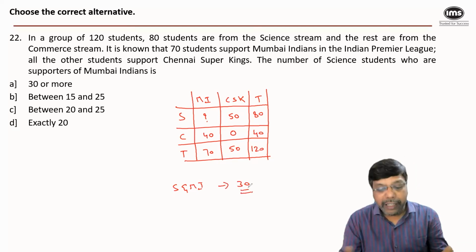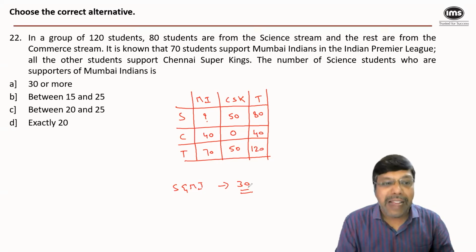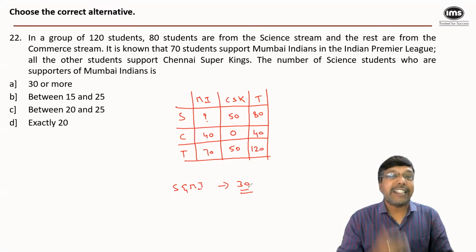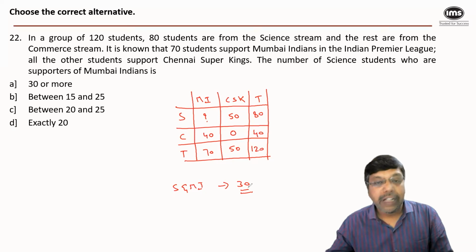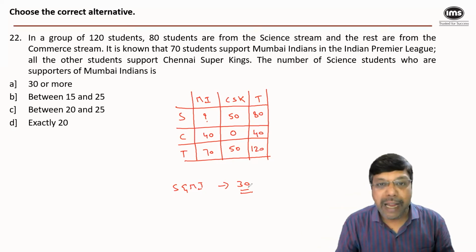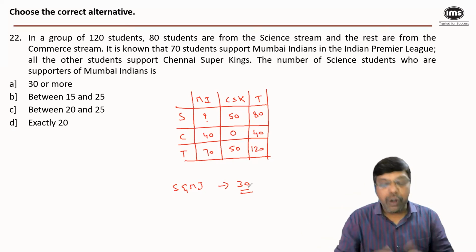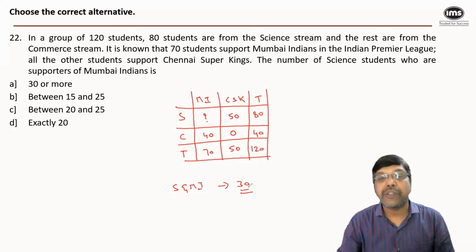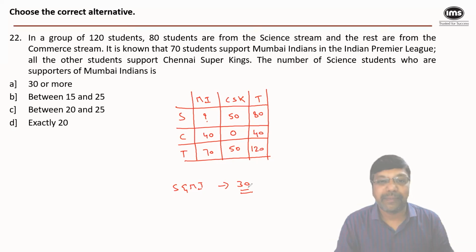Now, a minimum of 30 exactly is the same as option A, which says 30 or more. So I don't even have to calculate the maximum. With the minimum value alone, I am able to determine the right option as option A.